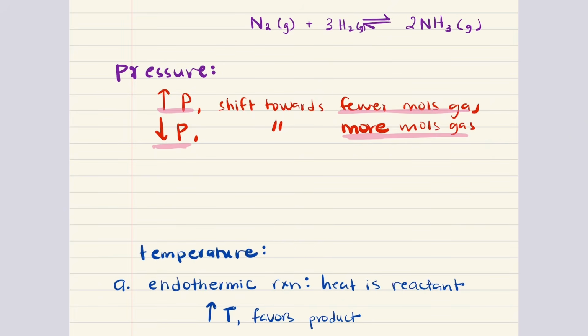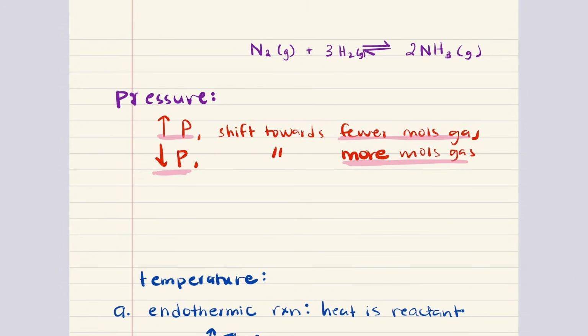So for example, going back to our ammonia reaction, nitrogen gas plus 3 hydrogen gas molecules are in equilibrium with 2 ammonia gas molecules. So on the reactant side, there's a total of 4 moles of gas, and on the product side, there's only 2 moles of gas. If you increase the pressure, the system is going to favor the side with fewer gas molecules, which in this case is ammonia on the product side. But if you decrease the pressure, the system will favor the side with more gas molecules, which means it shifts back towards nitrogen and hydrogen in the reactant side.